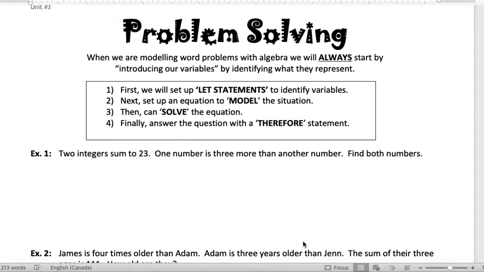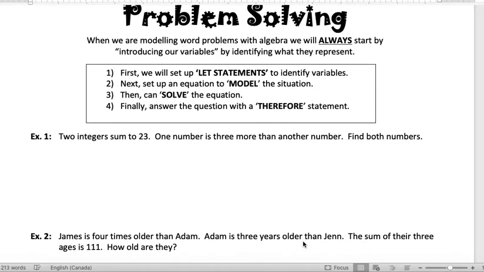Lesson is on problem solving. So this is our last lesson for our algebra unit. You all have seen my tech skills, so I'm going to try and do this one a little bit differently. But as always, please bear with my skills and we'll get through this lesson.